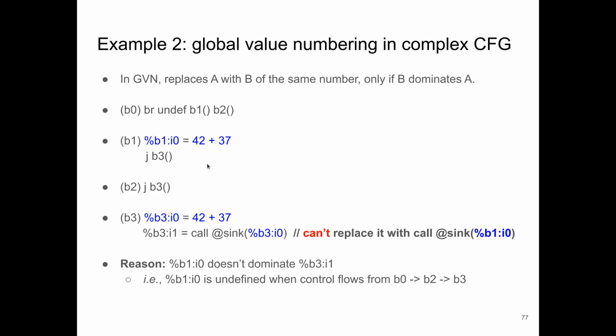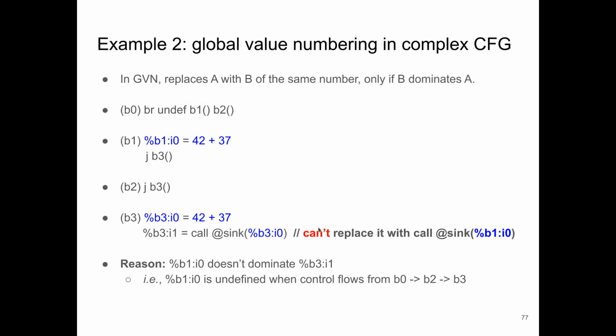More generally, we can replace A with B of the same number only if A is dominated by B, or equivalently, B dominates A. Only if B dominates A, we can replace A with B. Here, B1's I0 doesn't dominate B3's I0, and as a result, B3's I0 cannot be replaced with B1's I0.